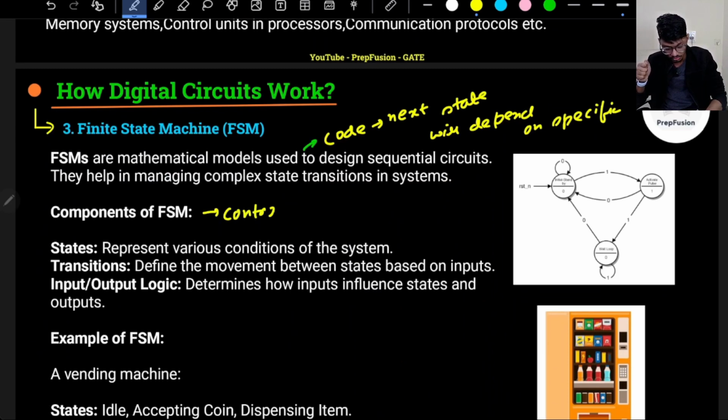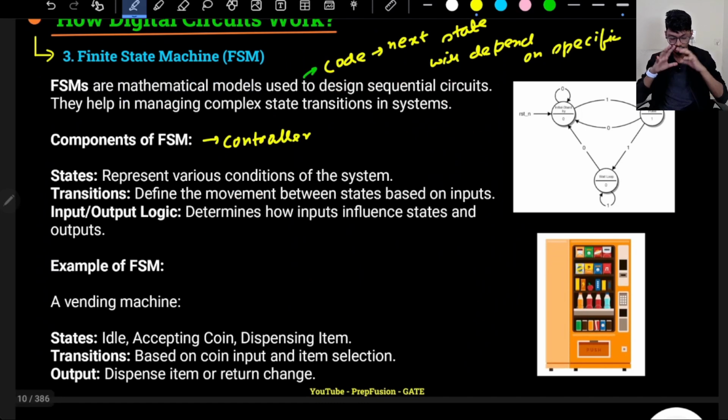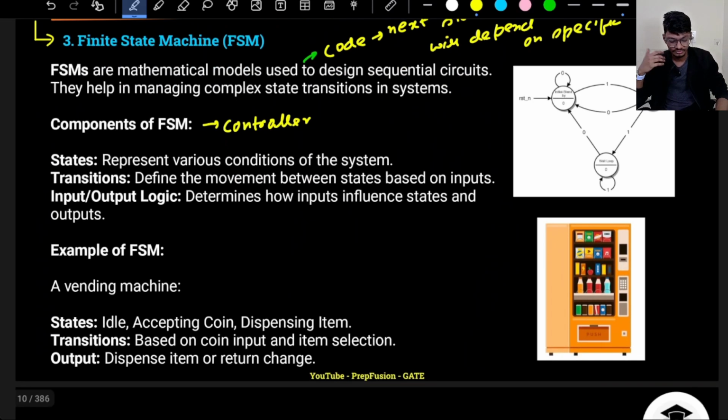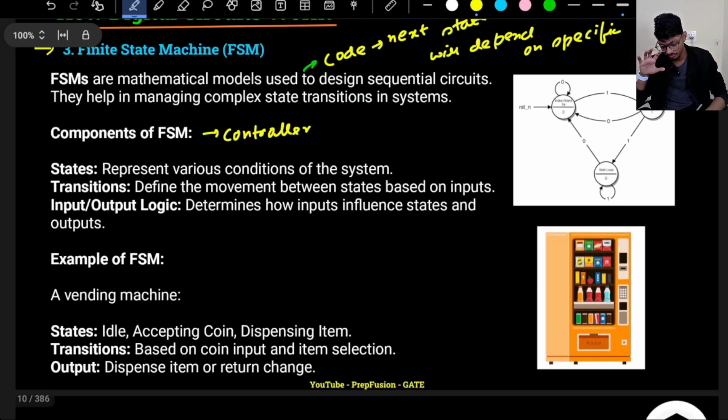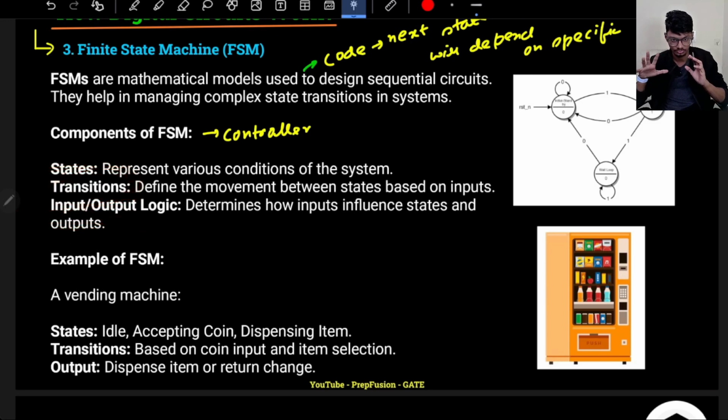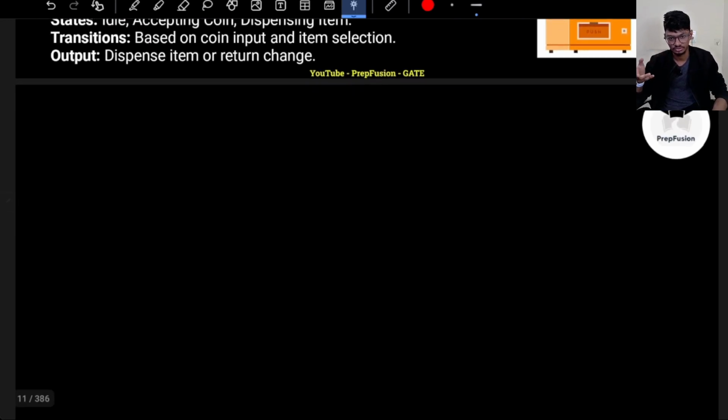Why controller? Because it has a lot of logic depending on the current state, depending on its states, output, input, all those things. So FSM has a lot of logic. So what we say is that's why it is a controller, because it controls, right? It controls the state, input, output, logic, transition, all those things. That's why it is a bit complex. Don't worry, we'll discuss about this in the last few chapters.